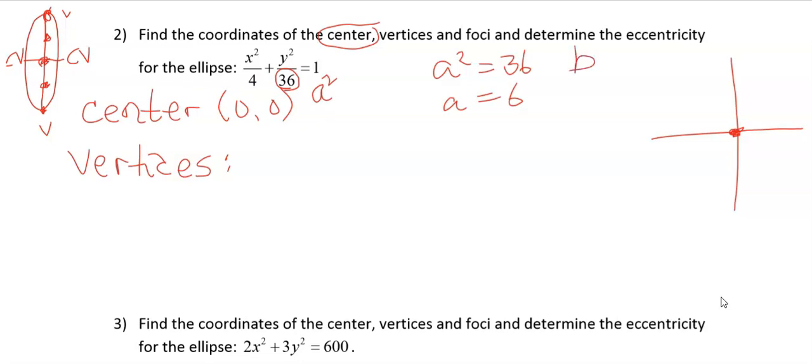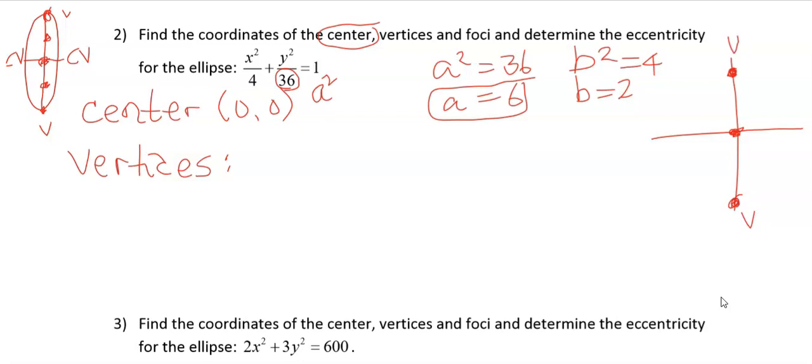The B squared is 4. So if I take the square root there, I get B is equal to 2. And that's going to be the distance from my center to both of my co-vertices, right? Left and right. So the vertices, now you can see that A is 6. So from my center here, I go up 6 to there, and I go down 6 to approximately there. And that's one vertex, and that's the other vertex.